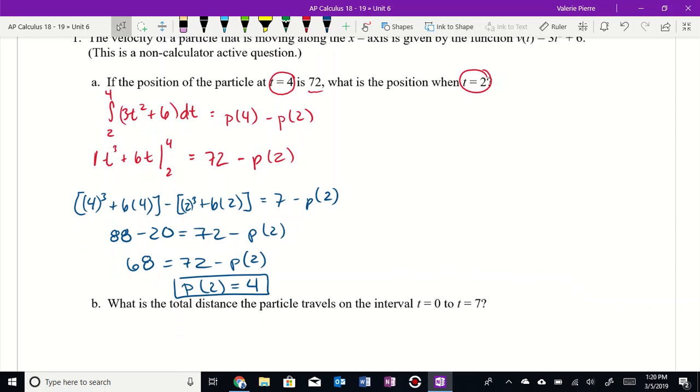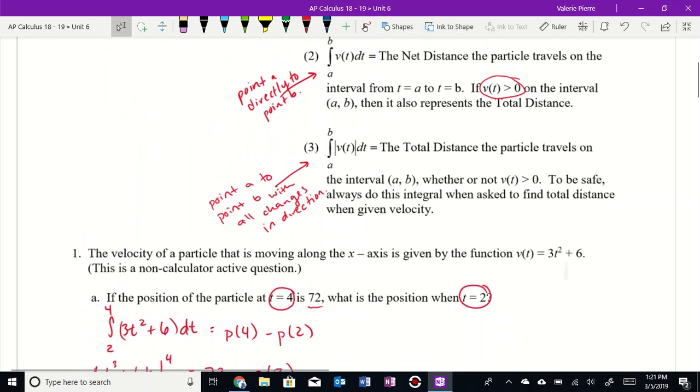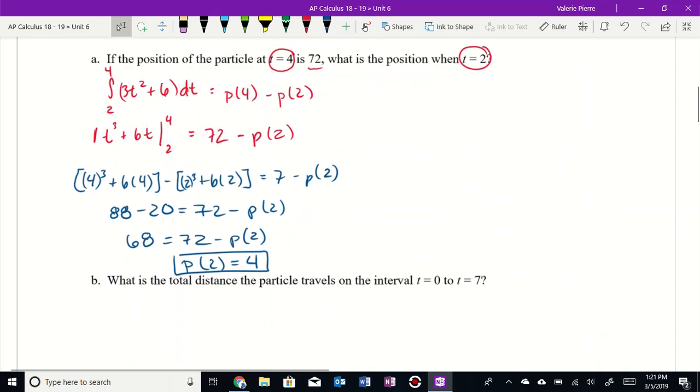Okay. For the second problem, part B, we want to know the total distance the particle travels on the interval from t equals 0 to t equals 7. Okay, so for total distance, we need the absolute value of v of t, or we can check to see if v of t is greater than 0 on our interval.